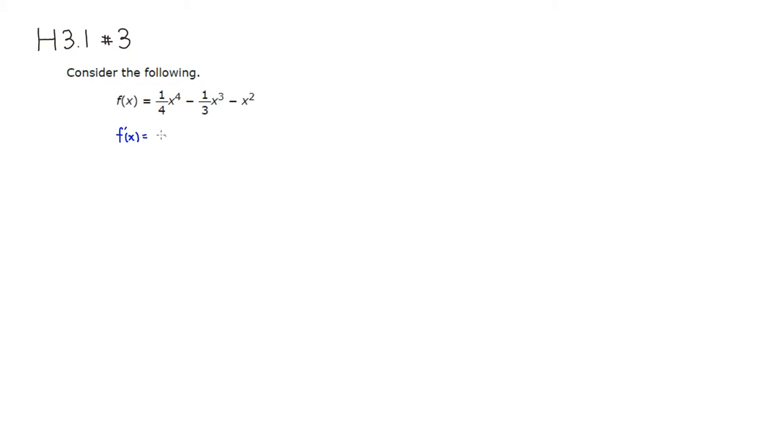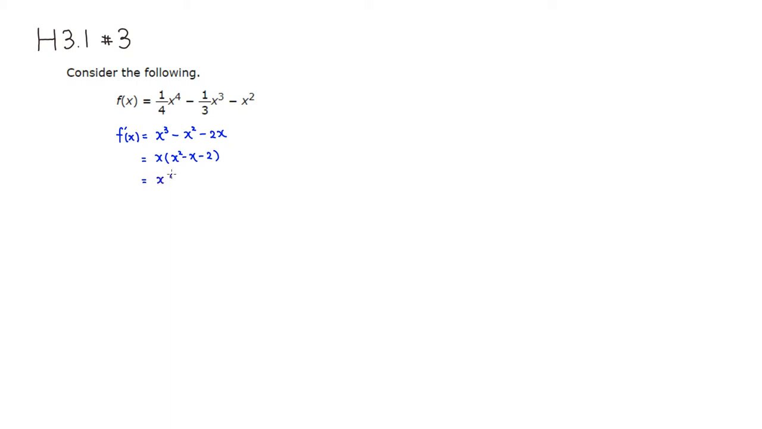so the 4 cancels out, so you have x to the, subtract 1, so cubed. And put 3 in front, the 3 cancels out, negative x squared. And the derivative of negative x squared would be negative 2x. Then since every term has x in it, I'll pull x out. So we have x squared minus x minus 2. And we can factor this further.